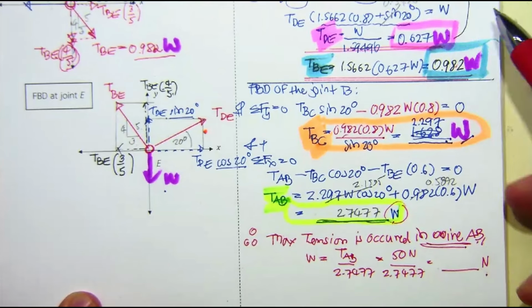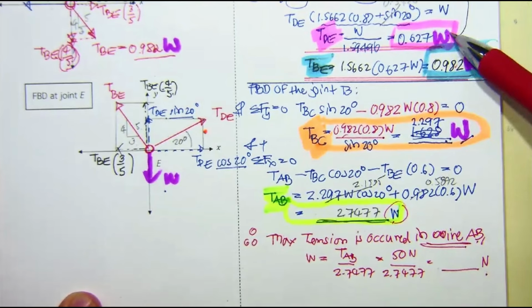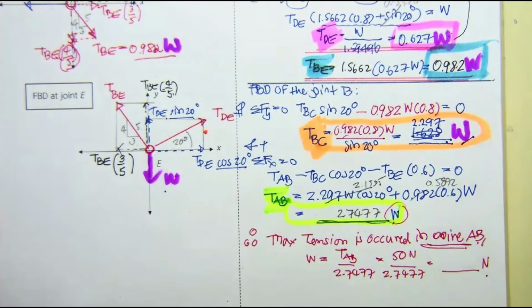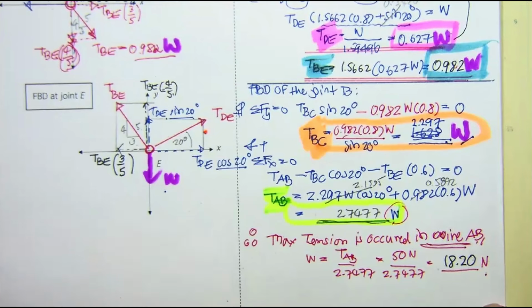If you would like to determine W for T sub DE, sure, it's going to be larger than this one. So you should get this to be 50 divided by this one, 50 divided by 2.4, which is 18.20 Newton. That's going to be another type of problem.